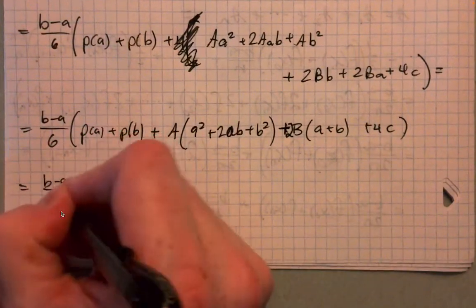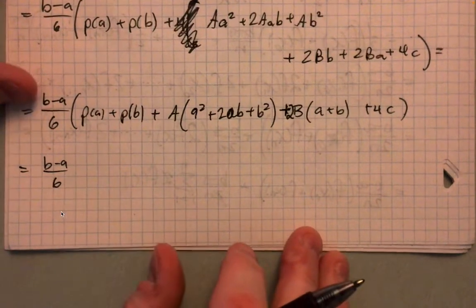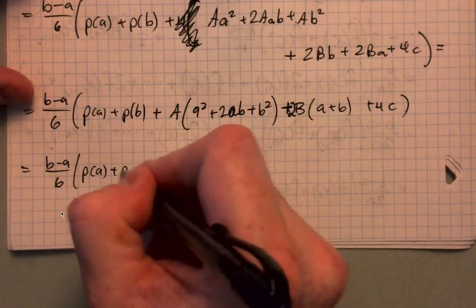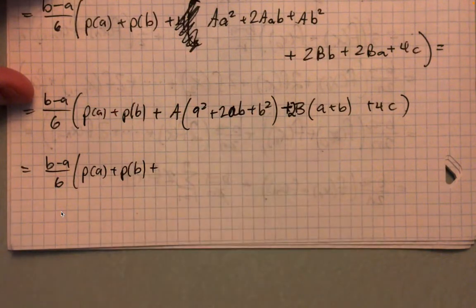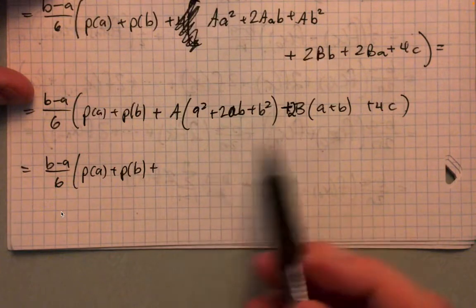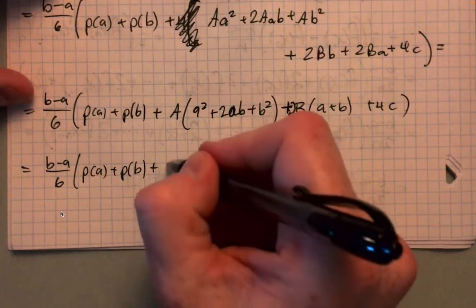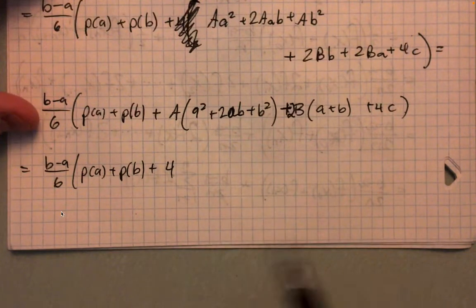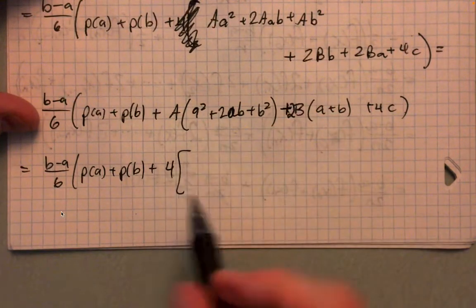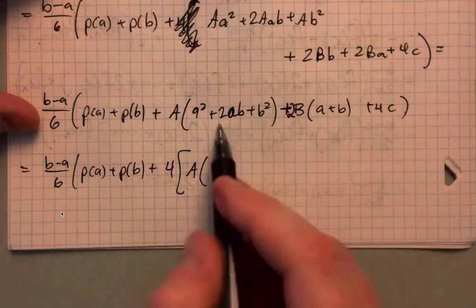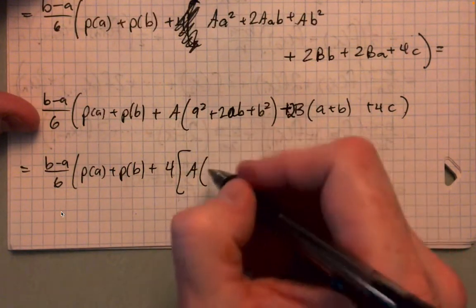Okay. Don't lose heart, we're very close. So (B minus A)/6 times P of A plus P of B plus, now here's where I'm going to pull a funny sort of factorization trick. I'm going to pull a 4 out of all of these terms, even though there's no 4 in there. Now watch what happens. I pull a 4 out, then I've got my A, and then this can all be factored into B plus A squared.